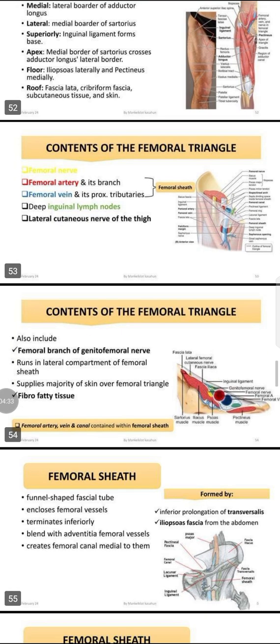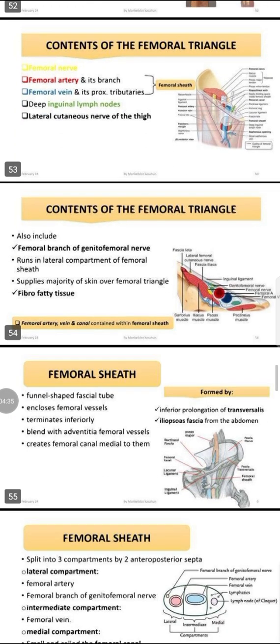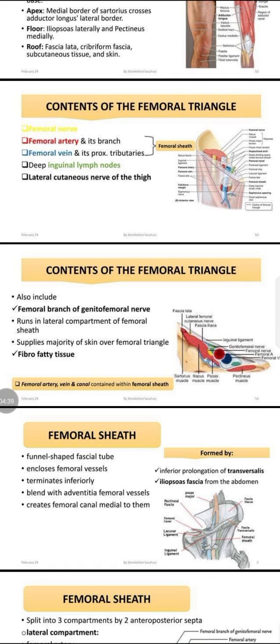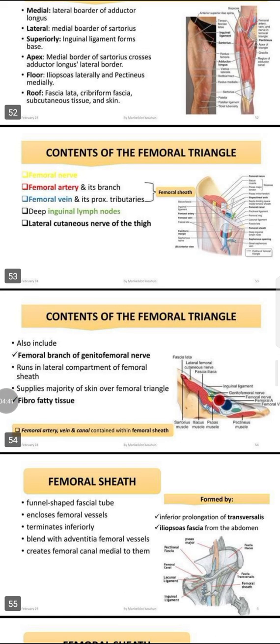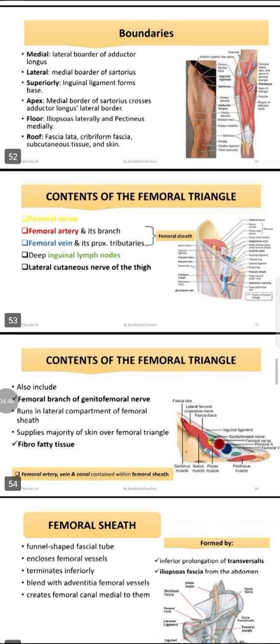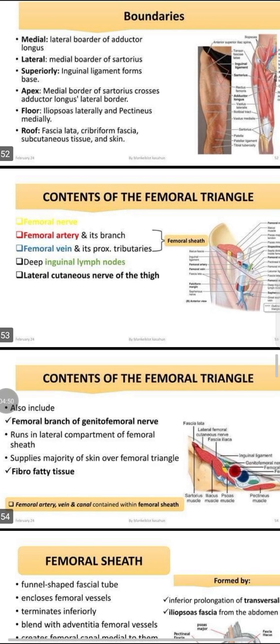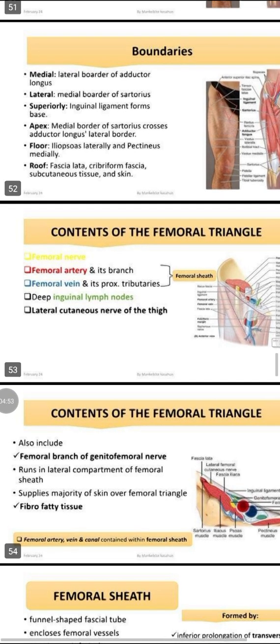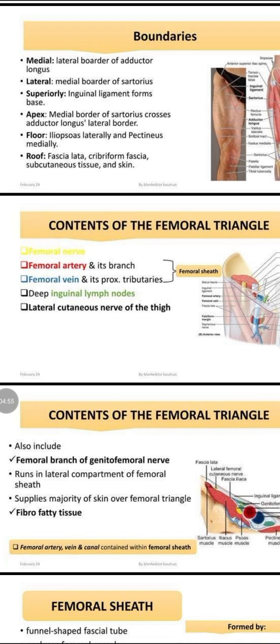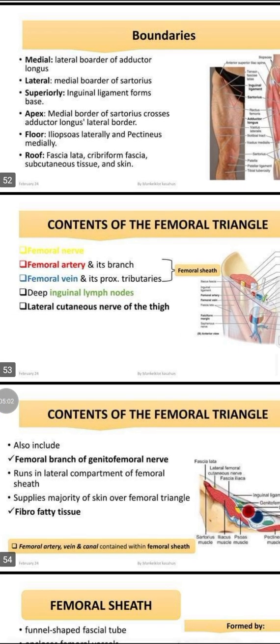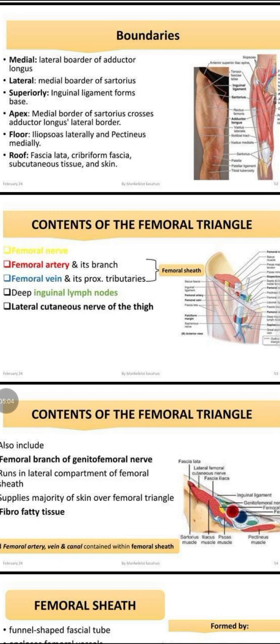Okay. So for the contents of the femoral triangle, I think you remember it by NAV, where we've got a nerve, an artery, and a vein. If you look at this, just within the femoral triangle, we have what we call the femoral sheath. These are the contents of the femoral sheath that are going to be there. So we've got the femoral artery and its branch, the femoral vein and its proximal tributaries. These are going to be part of the femoral sheath.